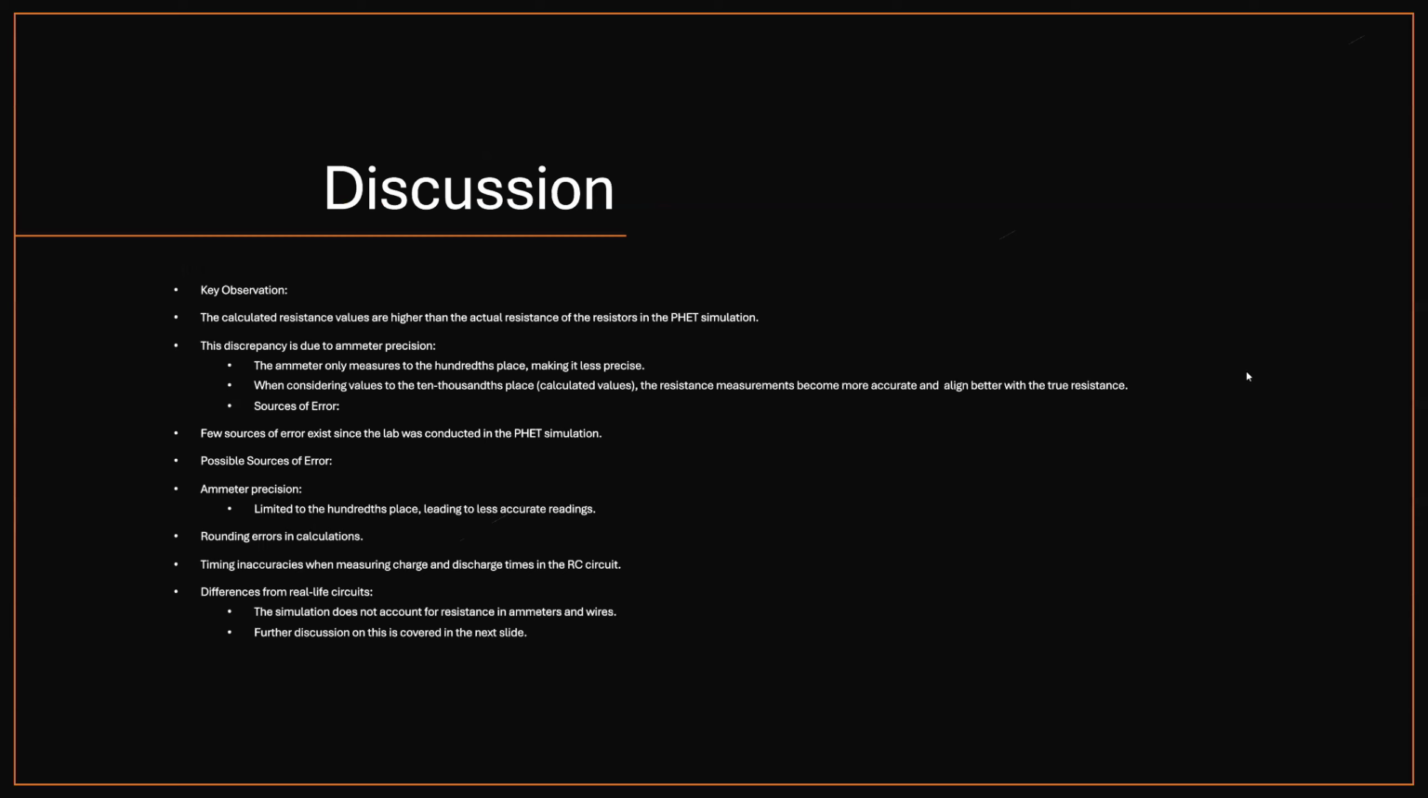Discussion. The discrepancy is due to ammeter precision. The ammeter only measures to the hundredth place, making it less precise. When you're measuring to the thousandth place of the calculated value, the resistance becomes more accurate and better aligned. Potential sources of error: the ammeter precision, rounding error, timing inaccuracies, and the difference in real life circuits.